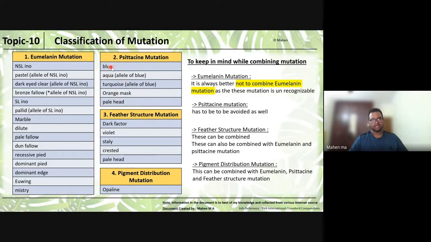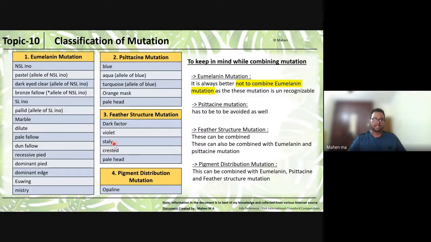You will not get a firm bird. It is always an intermediate bird. And blue orange mask, though I don't think you can combine, and blue and pale head also, there is no way that can be combined, because these are in different species sectors. Okay. And finally, it is the feather structure mutation.